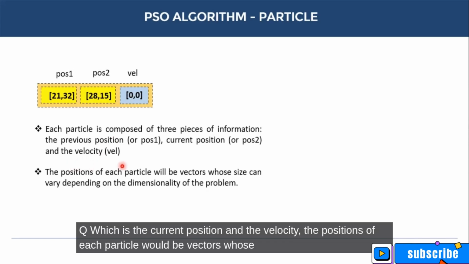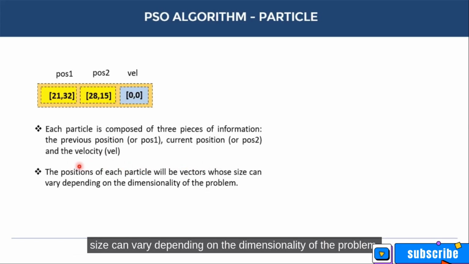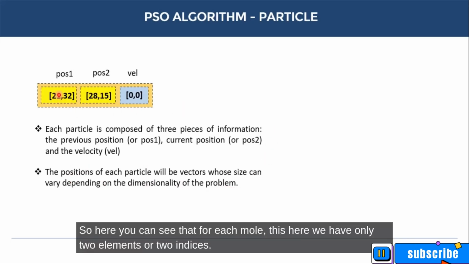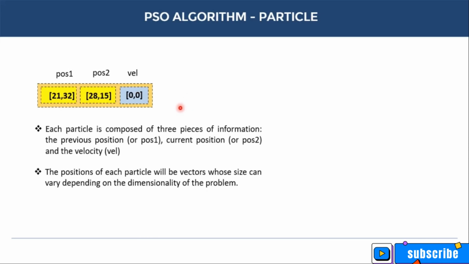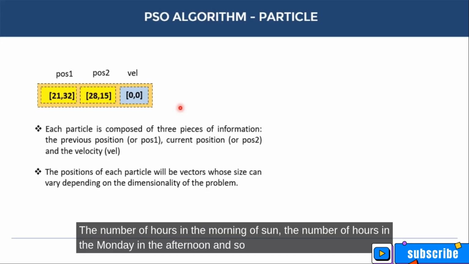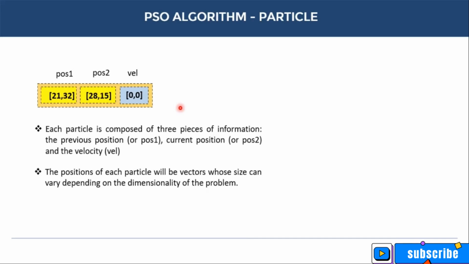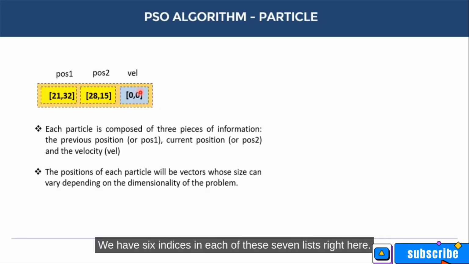The positions of each particle will be vectors whose size can vary depending on the dimensionality of the problem. So here you can see that for each small list, we have only two elements or two indices. In this case, this hypothetical problem has a dimensionality of 2. Since we are dealing with 6 variables, the number of hours in the morning of Sunday, the number of hours in the afternoon of Monday, and so on, we will have 6 indices in each of these sublists right here.